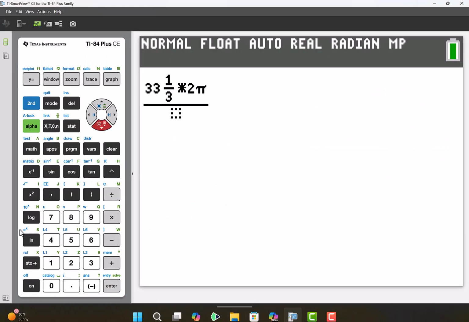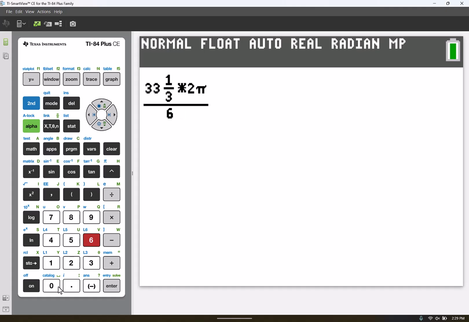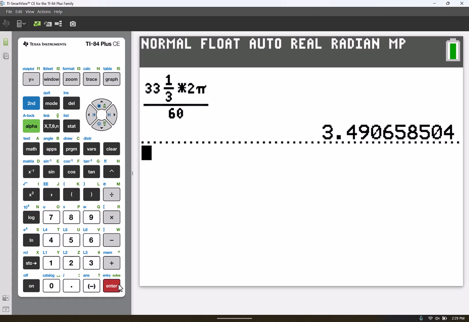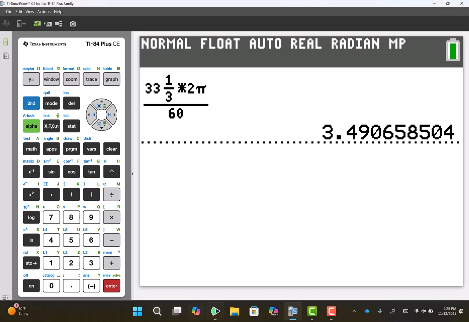You don't need to put the 1. You can just put times 60. And then push enter. And voila. And there it is. 3.49065. At least how many digits after the decimal? Yeah, at least 3, but the more the merrier.